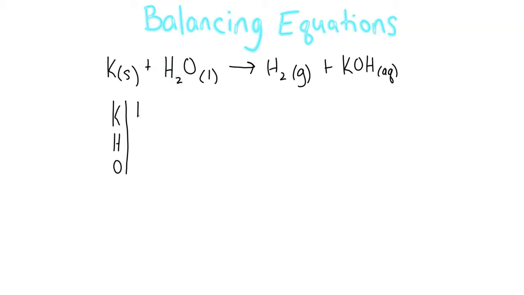For potassium, you have 1 times 1 equals 1. For hydrogen, you have 1 times 2 equals 2. And for oxygen, you have 1 times 1 equals 1. On the product side, you have 1 times 2 for hydrogen, 1 times 1 for potassium, and 1 times 1 for oxygen. Next, we see that there is another hydrogen.